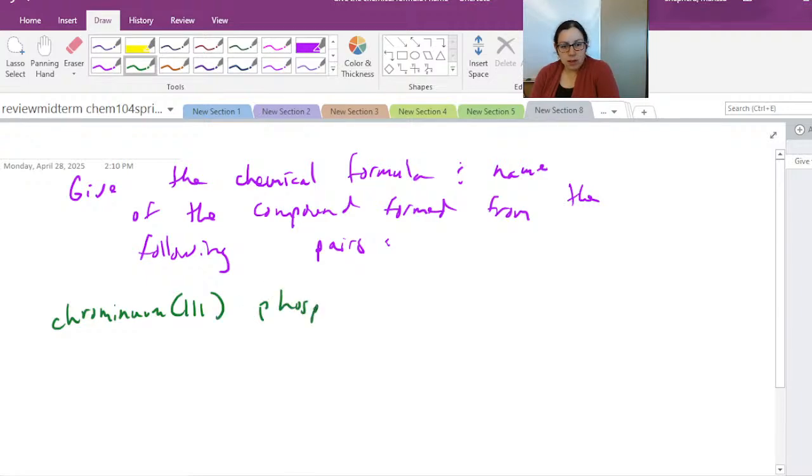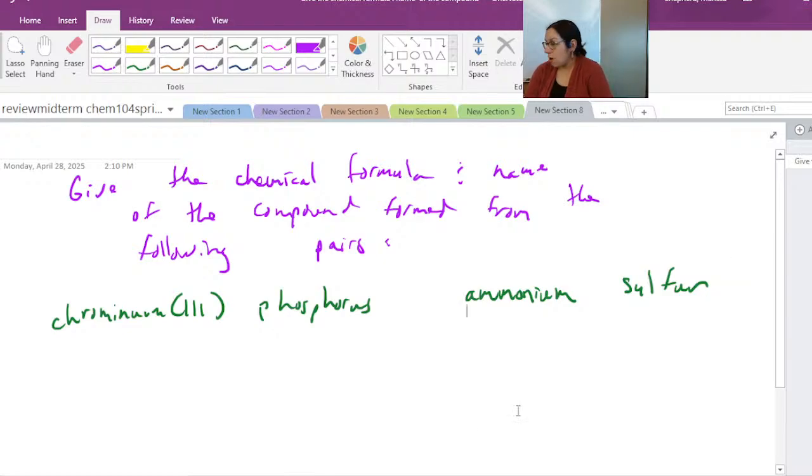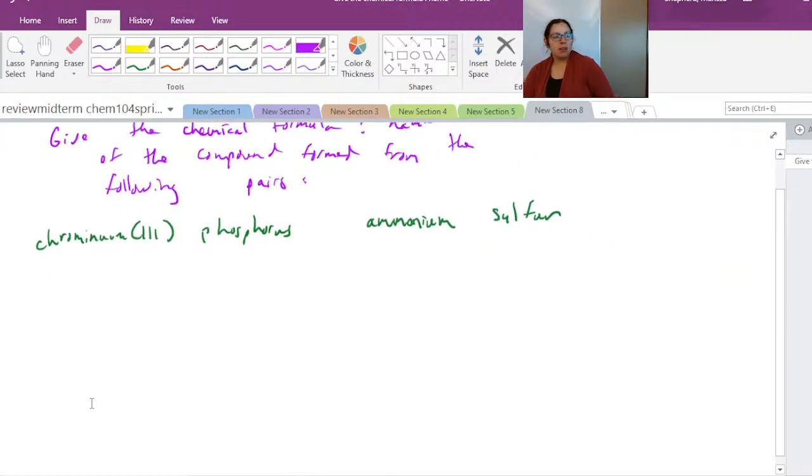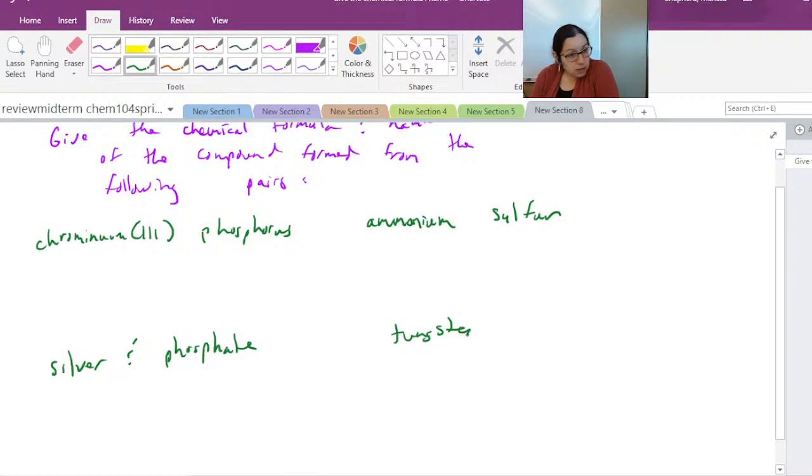So again, your goal is to write the formula and the proper name. And then ammonium. So what happens when you have ammonium and sulfur? So again, name it properly, write the formula. And then we'll do silver and phosphate. And tungsten 3 and oxygen.